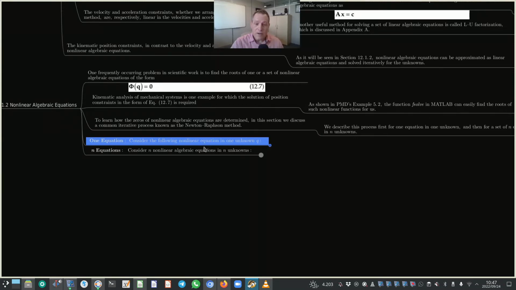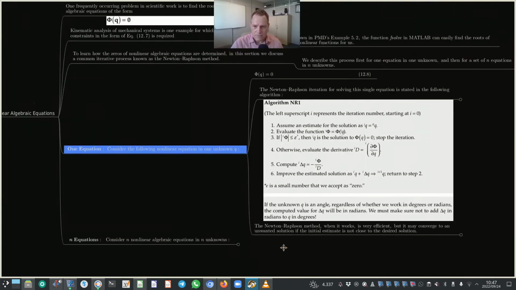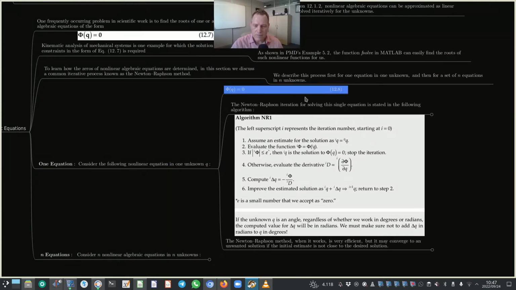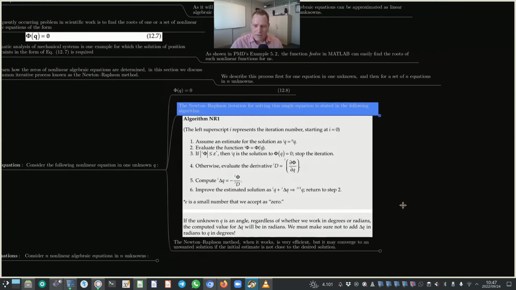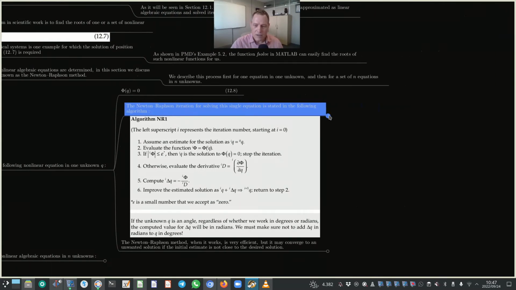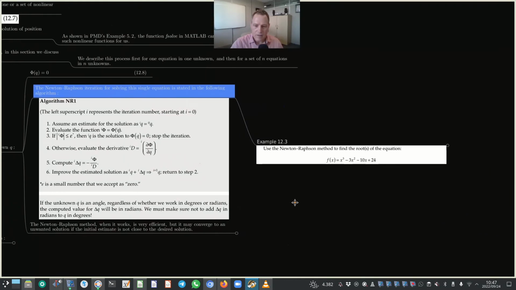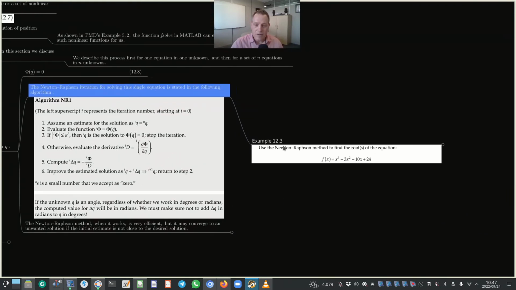Consider the following nonlinear equation in one unknown q. This is given by equation 12.8. The Newton-Raphson iteration for solving this single equation is stated in algorithm NR1. And you can go through the algorithm on your own. I will rather show you how it is programmed in Matlab at the hand of example 12.3.